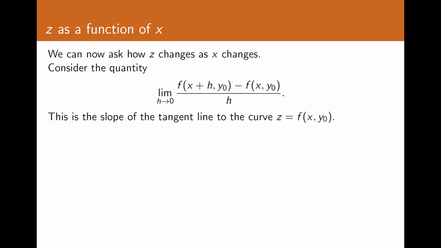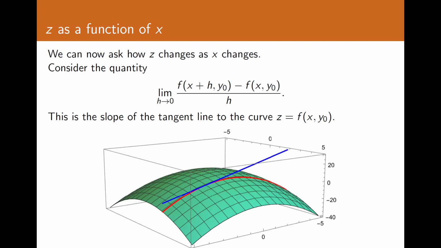And so if you look at the curve that we had before, that red curve, this value here is exactly the slope of the tangent line to that curve. So here the tangent line to the curve is given in blue, and the slope of that line is the limit as h goes to 0 of f of x plus h comma y0 minus f of x comma y0 over h.